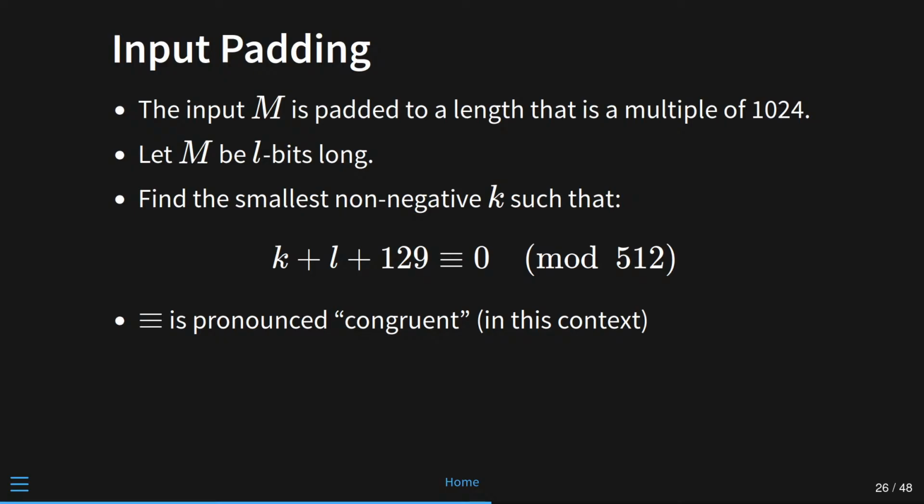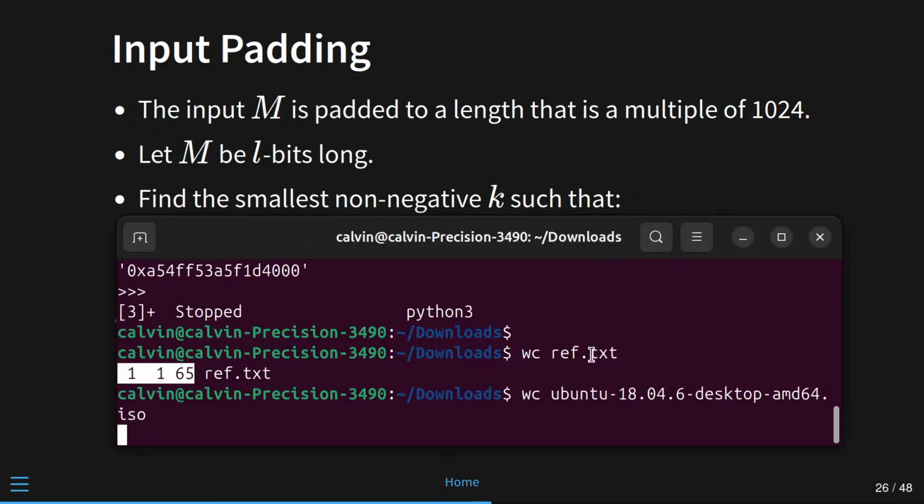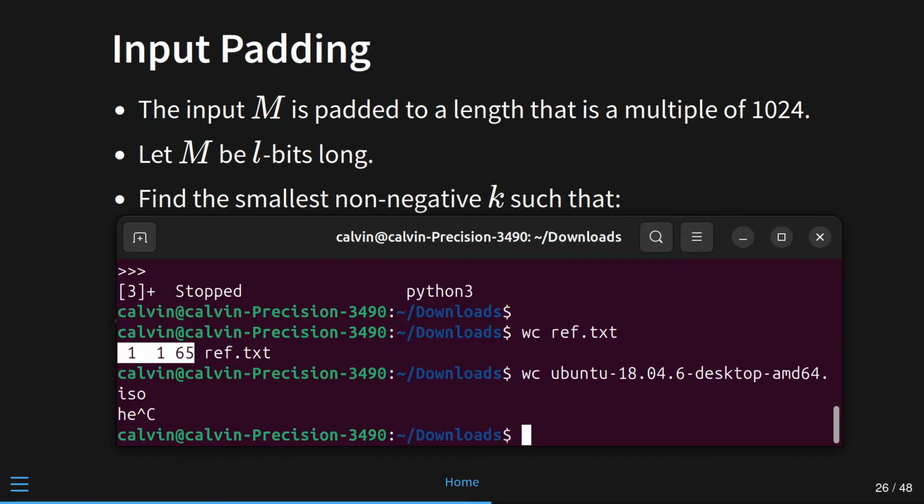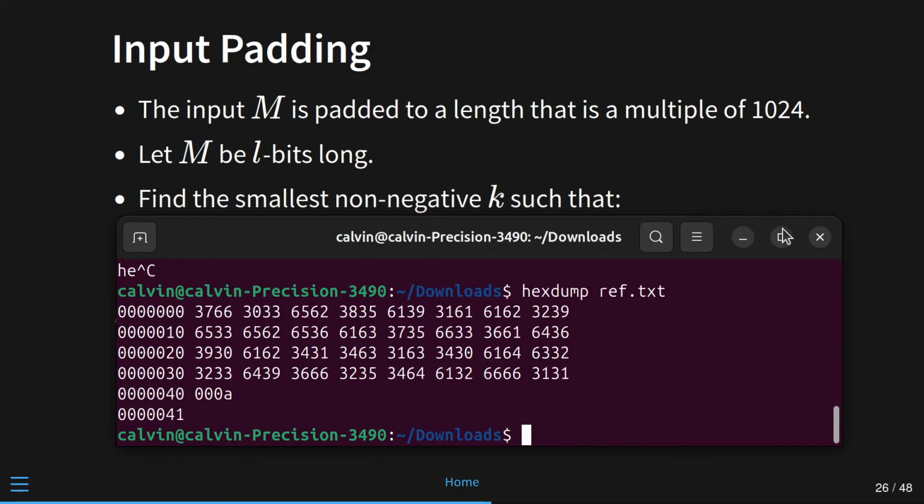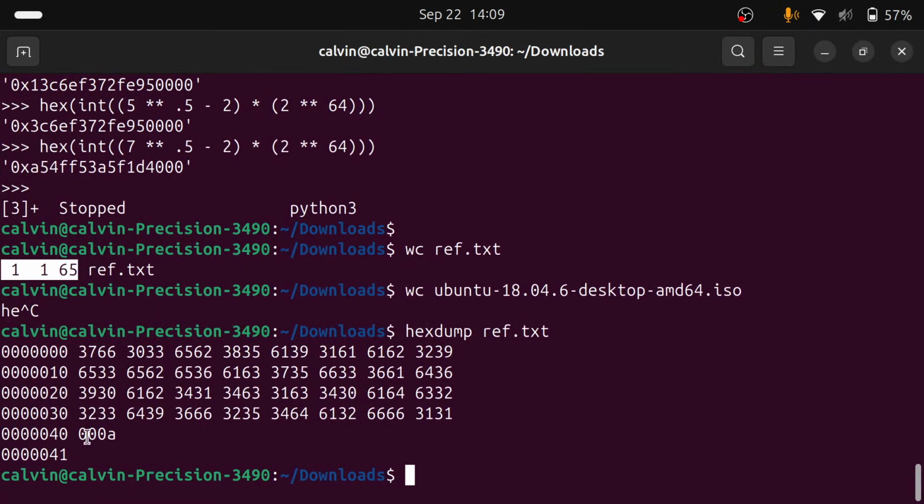So, when I take, for example, ref.text, hex dump ref.text. This is the hexadecimal representation of ref.text. If I were to start padding this, I would go to this block here, which is absent, and I would do a 1 followed by a large number of zeros.